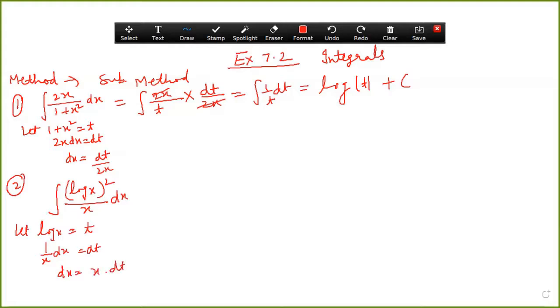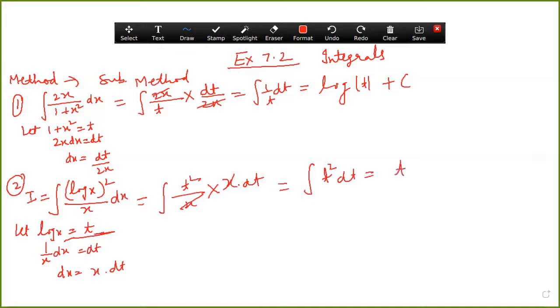Now the question becomes, you have to put here, that is I, integration. Now this becomes integration of log x is t. It means this becomes t square upon x, and the value of dx is x into dt. Cancel it and you are getting integration of t square dt. It comes out t cube upon 3 plus constant.